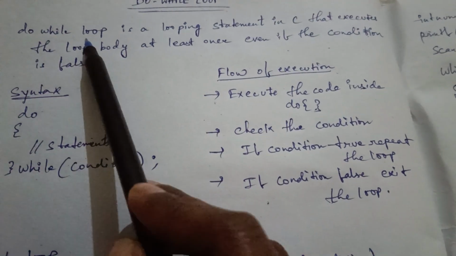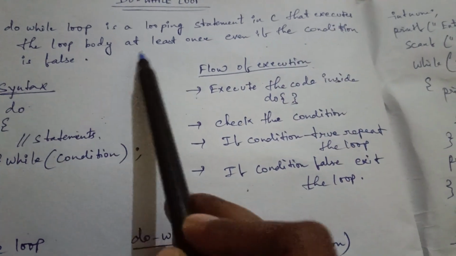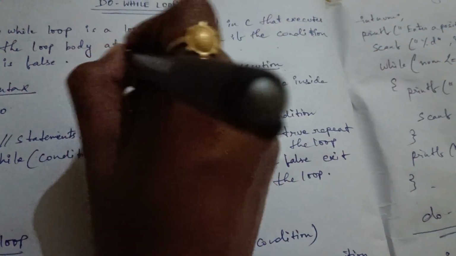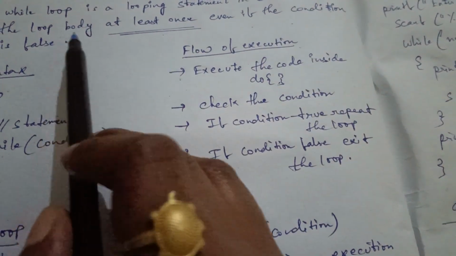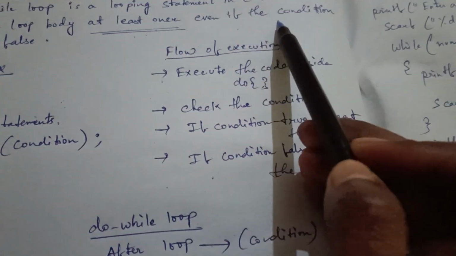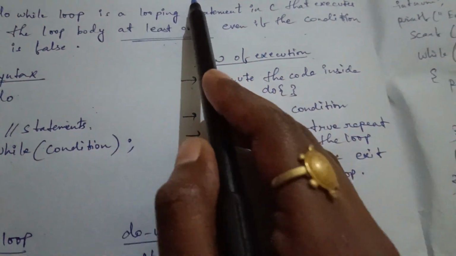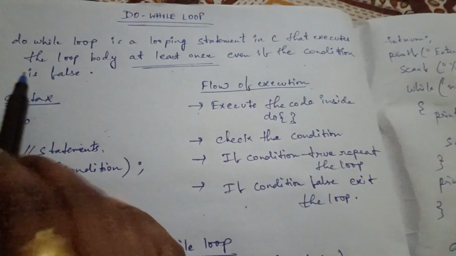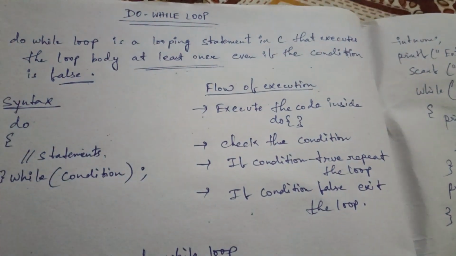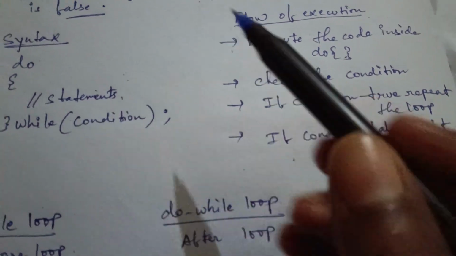A do while loop is a looping statement in C that executes the loop body at least once. Mind it, this is very important: this will execute the loop body at least once even if the condition is false. Keep this in mind, that a do while loop every time will execute at least once even if your condition is false, right?